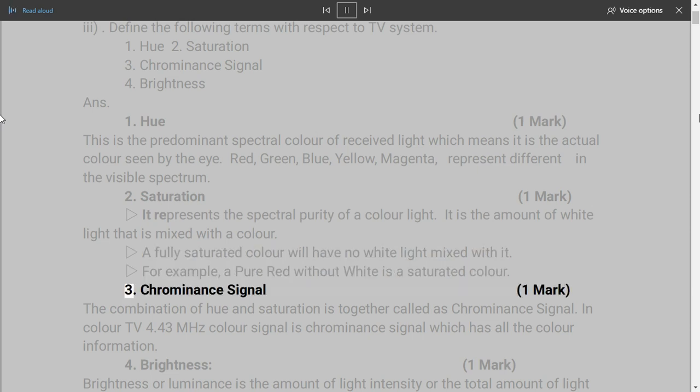3. Chrominance signal, 1 mark. The combination of hue and saturation is together called the chrominance signal. In color TV, the 4.43 MHz color signal is the chrominance signal, which has all the color information.